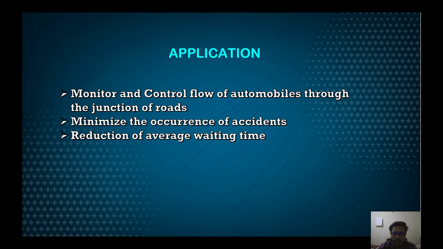Moving to the next slide, I'm going to discuss the applications of the digital traffic light system. So through this system, we can monitor and control the flow of vehicles through the junction of the road. Also, we can minimize the occurrence of accidents on the road, and also we can reduce the average waiting time of the signals so that the cars and vehicles don't have to wait for a long time.